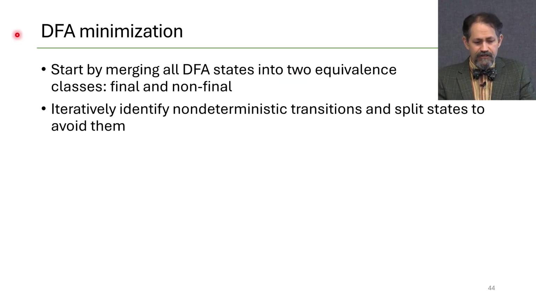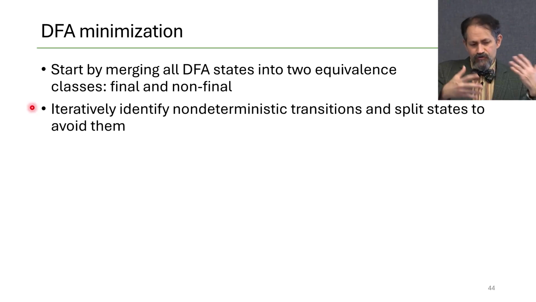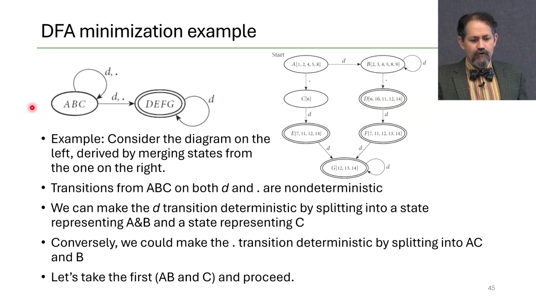So DFA minimization, we're going to start by merging all the DFA states into 2 equivalence classes, final and non-final. And then iteratively, we'll identify non-deterministic transitions from these states, because we basically glommed them together and we've reintroduced non-determinism. But we can easily get rid of that non-determinism by basically splitting states to avoid it. So let's look at an example here.